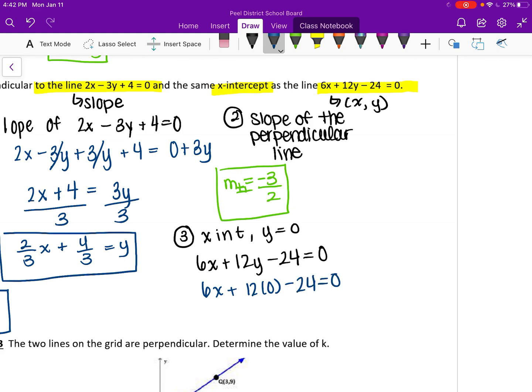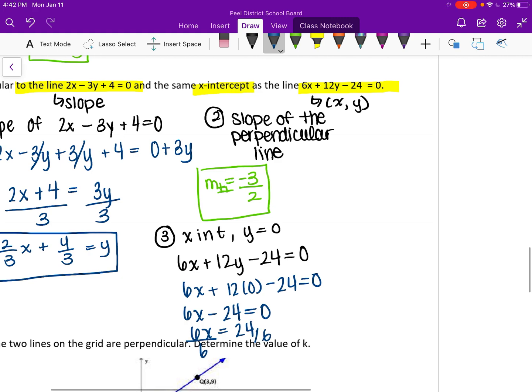Right, 12 times 0 is just 0. Minus 24 is minus 24 equals 0. So I'm going to move the 24 over to the other side by adding it. So it's going to be positive 24 divided by 6. Sorry, it's getting a little messy here. So then I'm left with x is equal to 4. And so the coordinates are 4 and 0 because our y was 0. Right? So those are our coordinates.